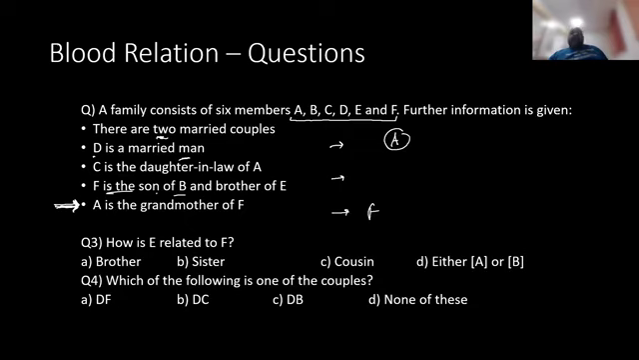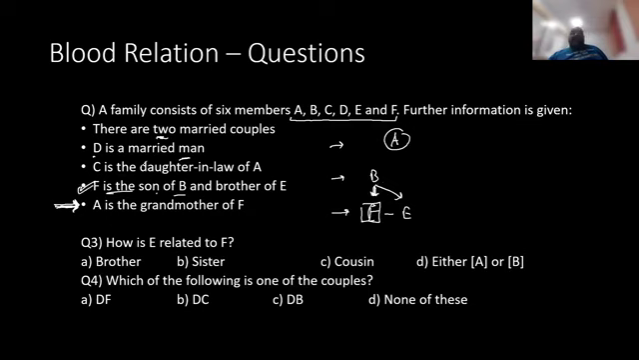Now I look at information about A and F. It says F is the son of B, brother of E. F being a male, and son of B, B will be right above F. Obviously, because F is the brother of E, E would be B's son or daughter as well.